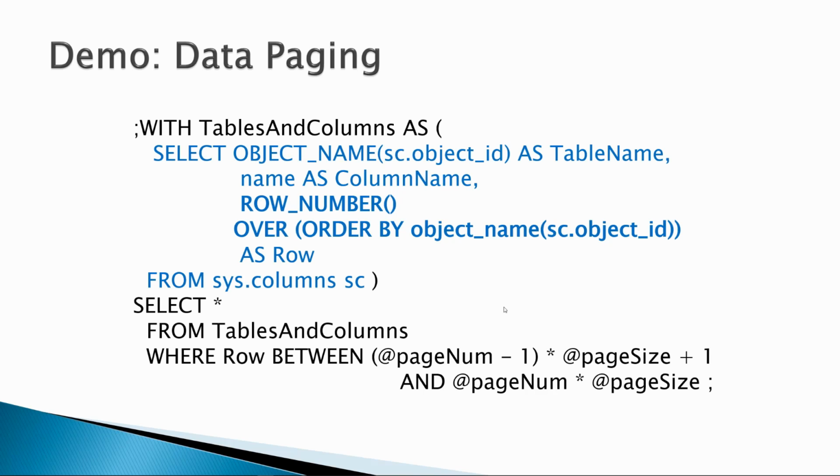makes it so you can filter on it later, and then we're going to select from the CTE where the row is between a specific page number times the page size. So let's take a look at that demo.